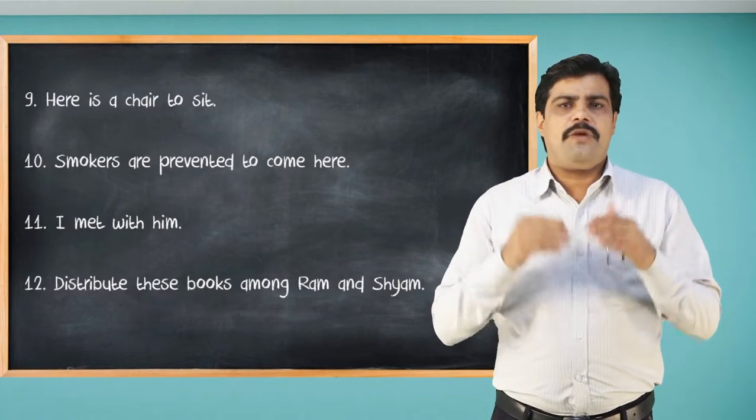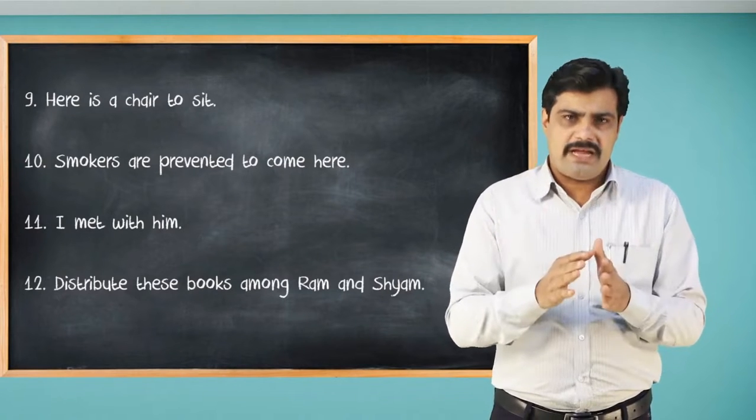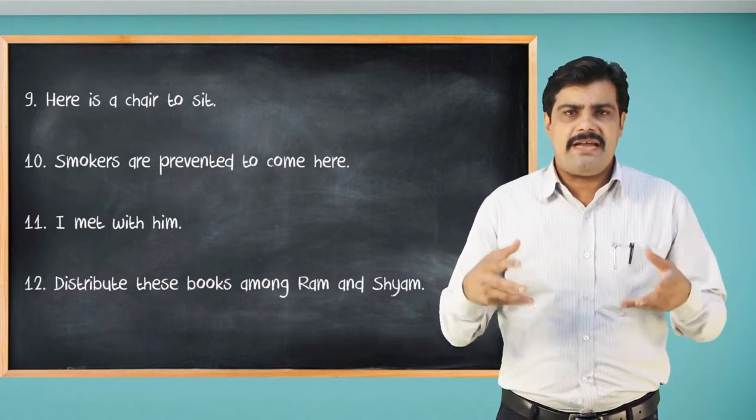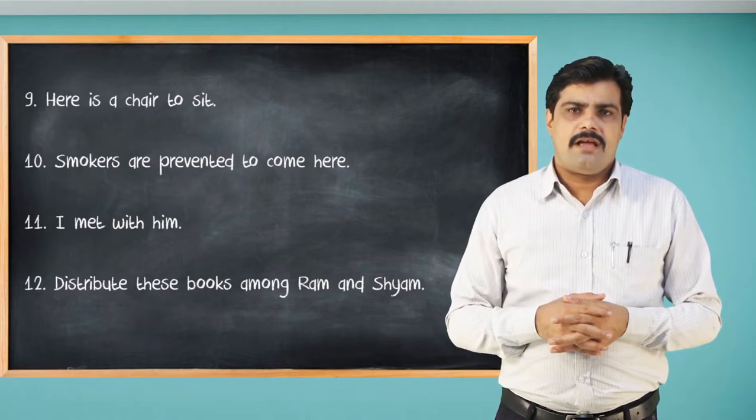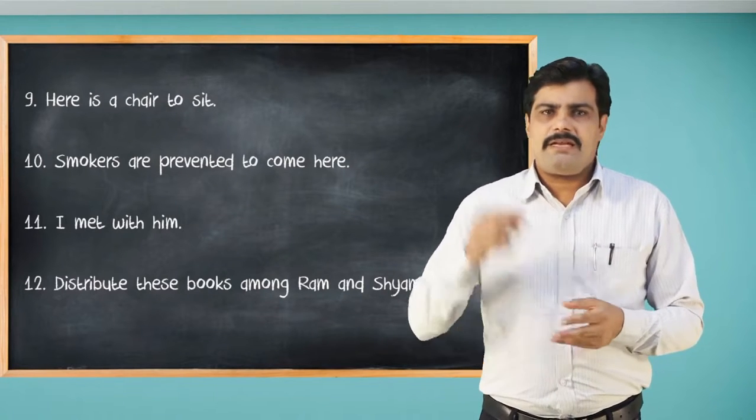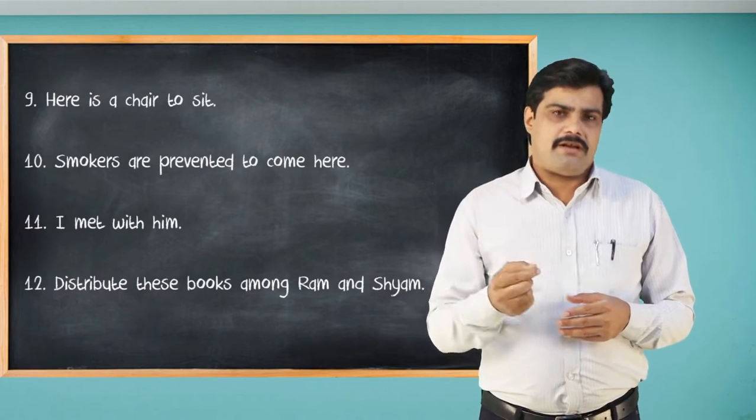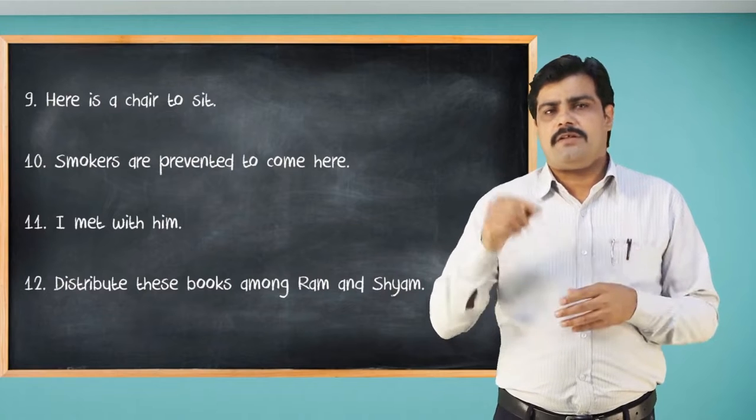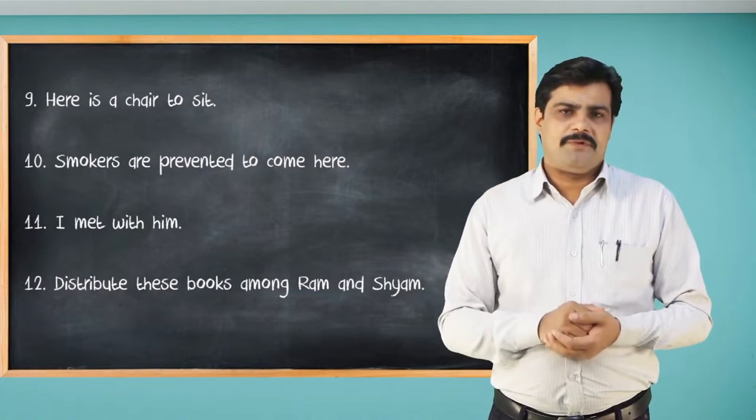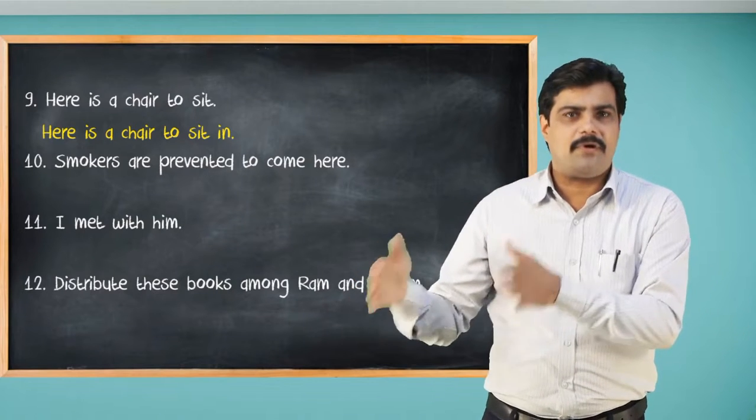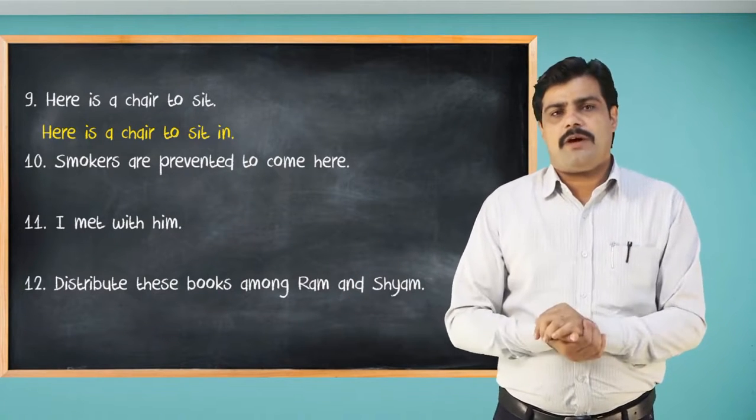In general, we use on for surface and in for enclosed areas, inside and outside. In and on both are right. It depends on the type of the chair. Mostly we use the preposition in for chair. So say the sentence, here is a chair to sit in. Okay. Let's take another one.